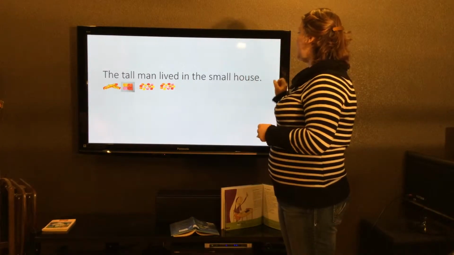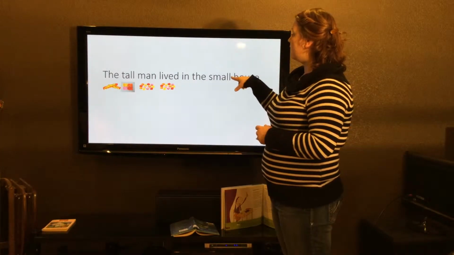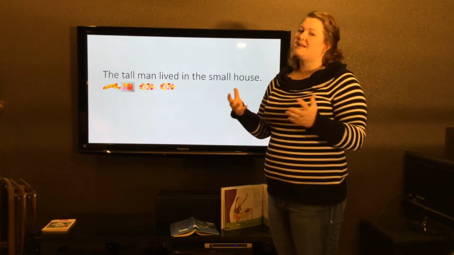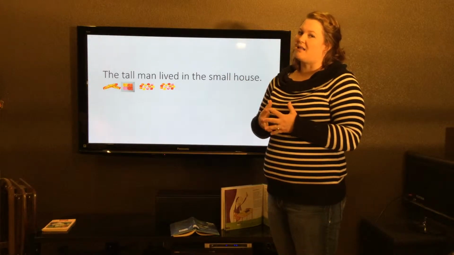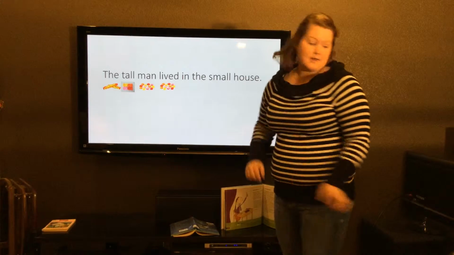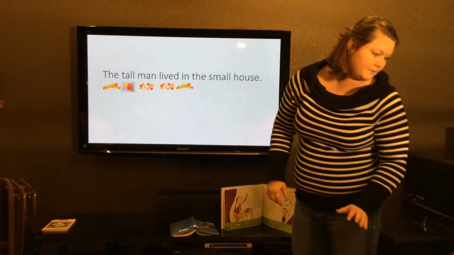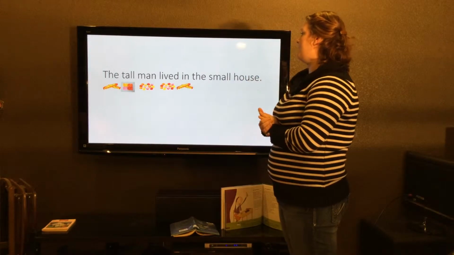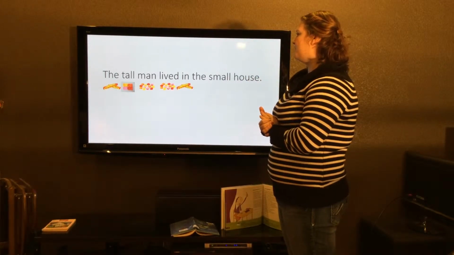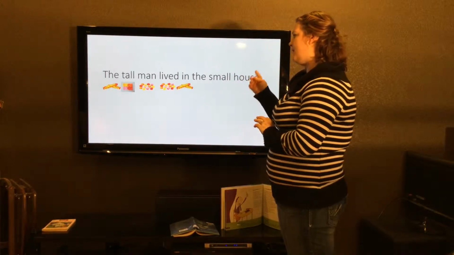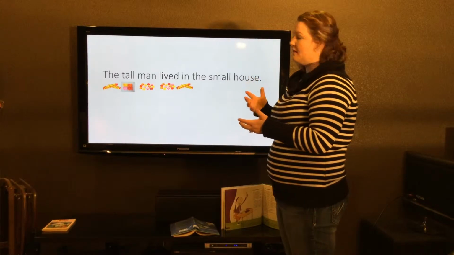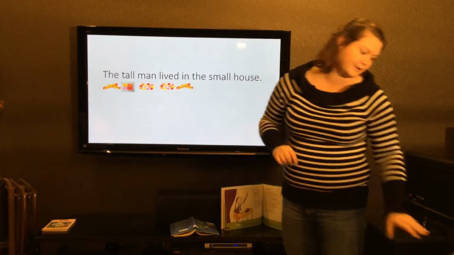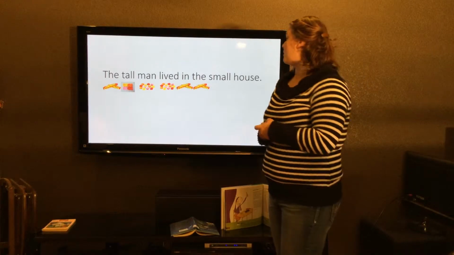In the small house. Now we're going to look at the word in. It tells us a little bit, but not a lot. So again, that's going to be a big wrapper word. Now, we have the word the again. So the word the doesn't really help us again. We have the man lived. Okay, that tells us a lot, but the word the, not so much. So that's going to be a big wrapper word.